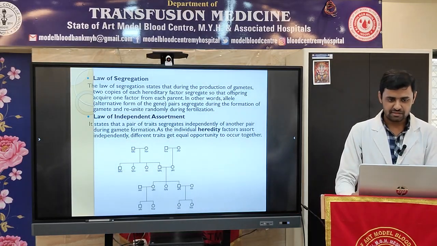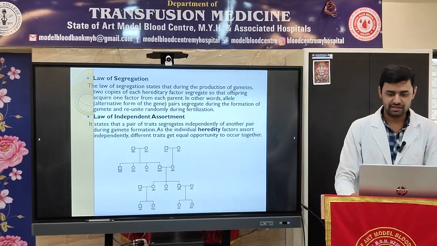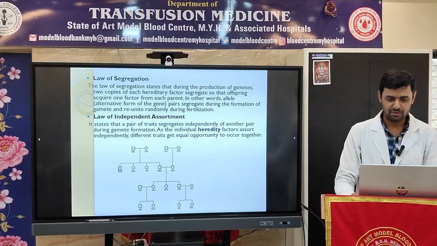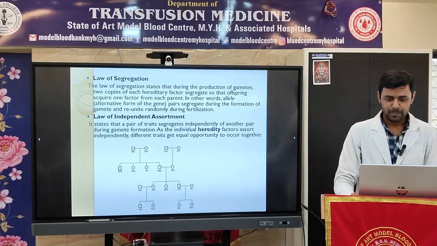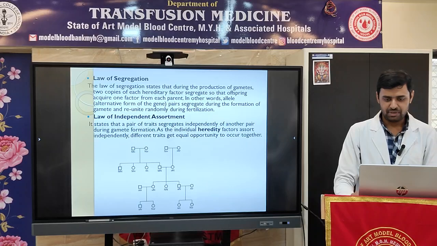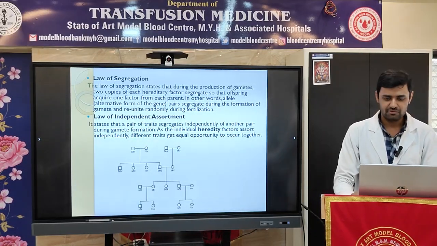What is the law of segregation? The second law. This segregation law states that during the production of gametes, two copies of each hereditary factor segregate so that offspring acquire one factor from each parent. So this is segregation. Pairs segregate during the formation of gametes and reunite randomly during fertilization.